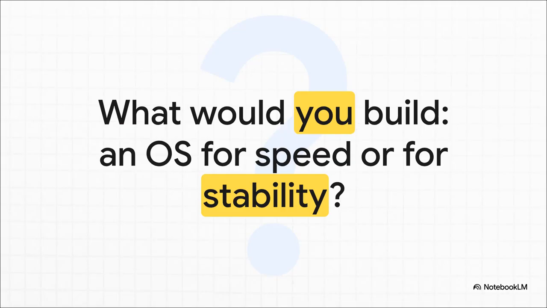And that kind of leaves us with a final thought to chew on. If you were handed the keys to the engine room, what would you build? An OS for a self-driving car where stability is literally life or death? Or maybe one for a supercomputer where raw performance is the only thing that matters? The answer you choose reveals that the invisible conductor isn't just managing our computers. It's really a reflection of our own priorities.